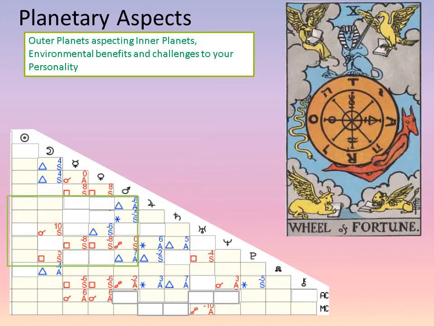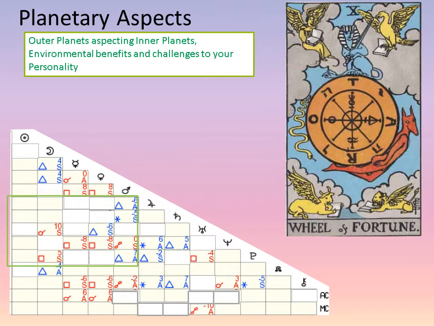The outer planets aspecting inner planets is this green square. You see where that is on the grid. It shows environmental benefits and challenges to your personality. It made me think of the Wheel of Fortune: fortunes go up and down, and the lesson is to find the center, to become centered in yourself so that you're not swayed by the ups and downs of life.